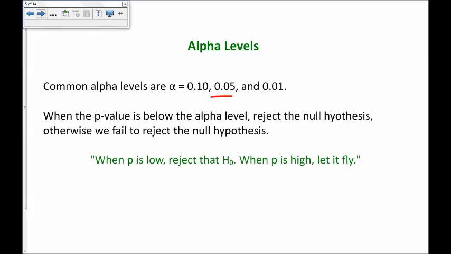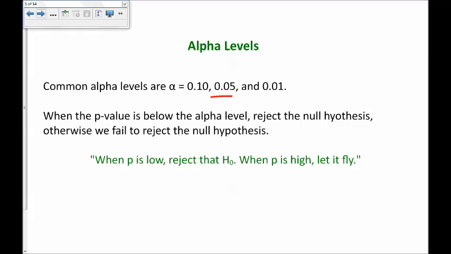If it's not that important of a topic of a test, you may be okay with moving it to 0.1. If it's very important that you have it correct, meaning medical procedures and things, those tend to have a lower alpha level of 0.01. We'll talk later on about the advantages and disadvantages of having a higher and lower alpha level. A reminder that when the p-value is below the alpha level, we reject the null hypothesis. Otherwise, we fail to reject the null hypothesis.